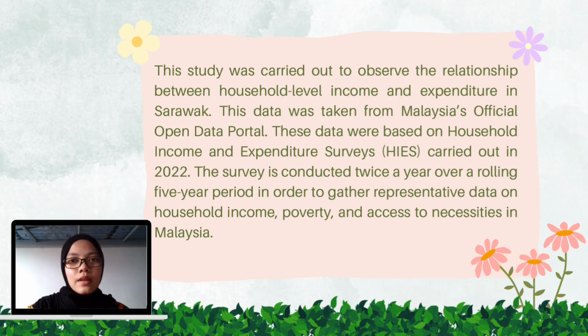This study was carried out to observe the relationship between household level income and expenditure in Sarawak. This data was taken from the Malaysia Official Open Data Portal. The data were based on the household income and expenditure survey carried out in 2022. The survey is conducted twice a year over a rolling 5-year period in order to gather representative data on household income, poverty, and access to necessities in Malaysia.